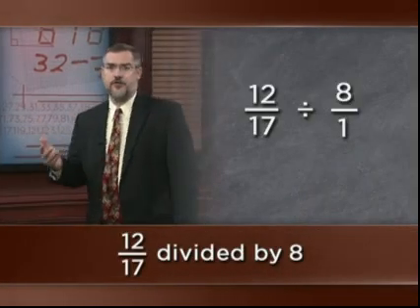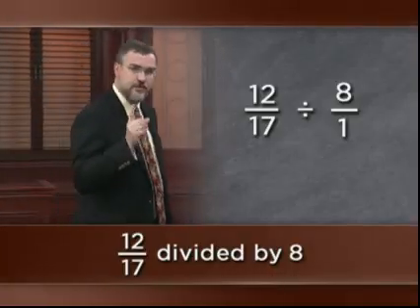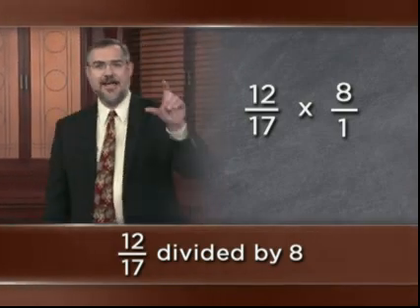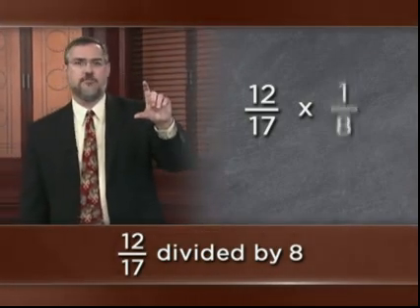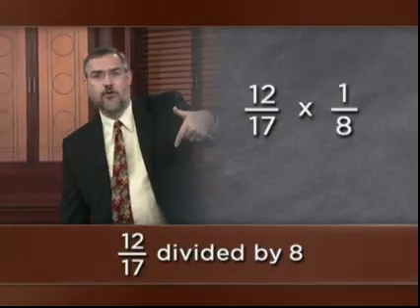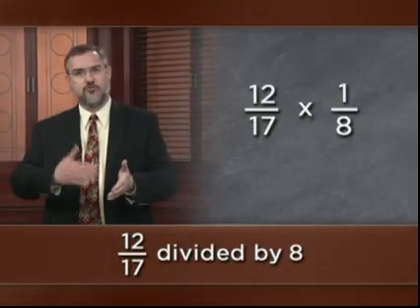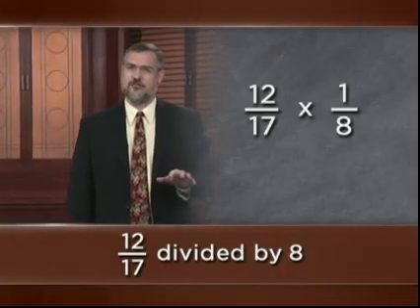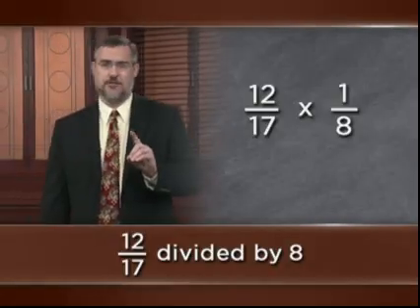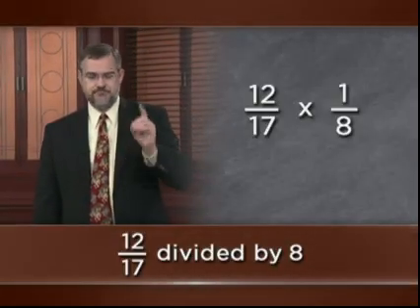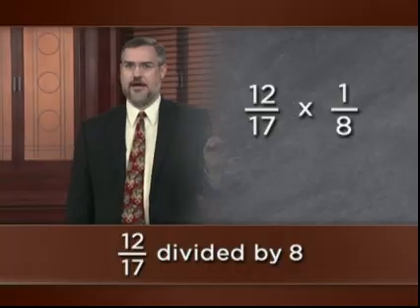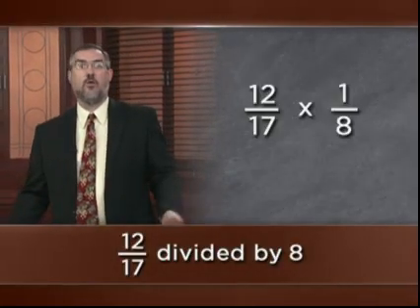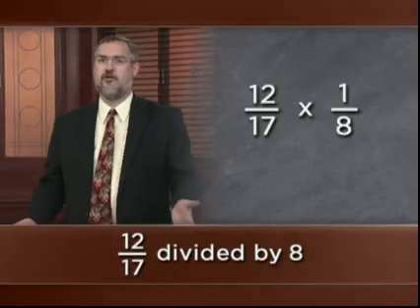Now, what do we do? Well, we're going to replace that division symbol by a multiplication symbol, and then I'm going to change that 8 over 1 to its reciprocal, which is 1 over 8. So now I've gone through 2 steps of the process, and the original problem has the same answer as the multiplication problem, 12 over 17 times 1 over 8. And now we just do things the way we've done them before when we are multiplying 2 fractions.